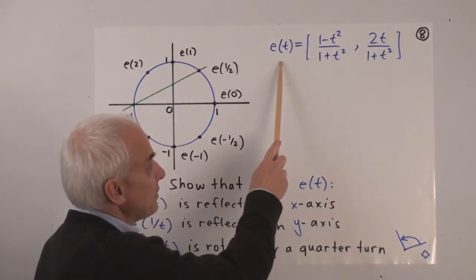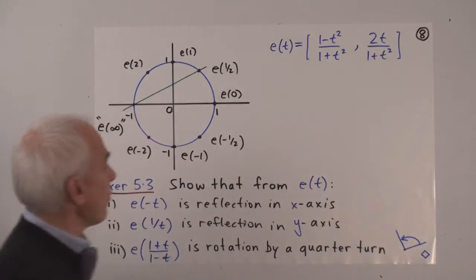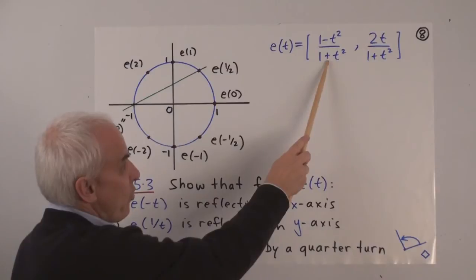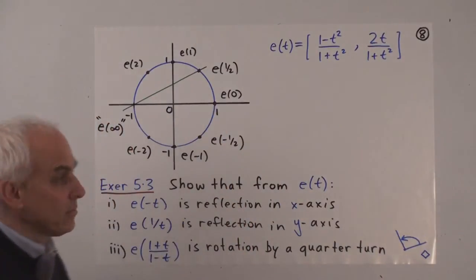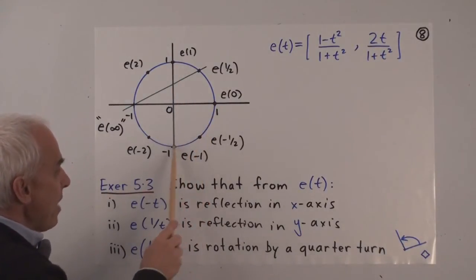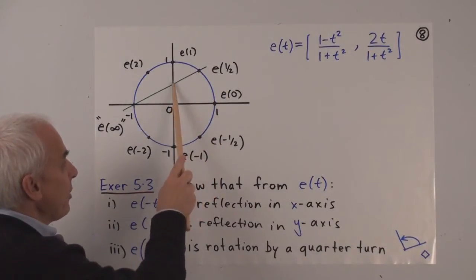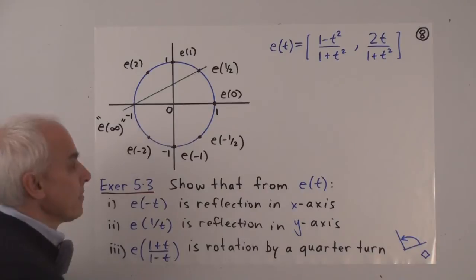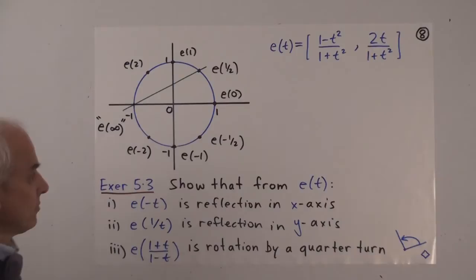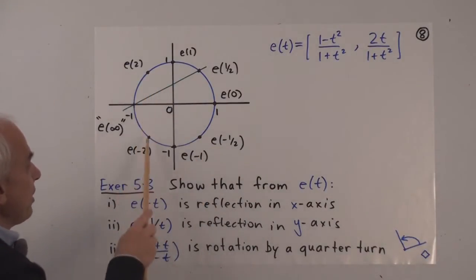There it is there, E of t, 1 minus t squared over 1 plus t squared, 2t over 1 plus t squared. If t equals 0, then you're getting the point 1, 0. That's right there. That's E of 0. E of 1 is just that point. E of minus 1 is that point. E of a half would be around there. That's exactly what you get when this coordinate is a half. And it turns out to be 3/5, 4/5. E of minus a half down here. E of 2 would be here. E of minus 2 here.